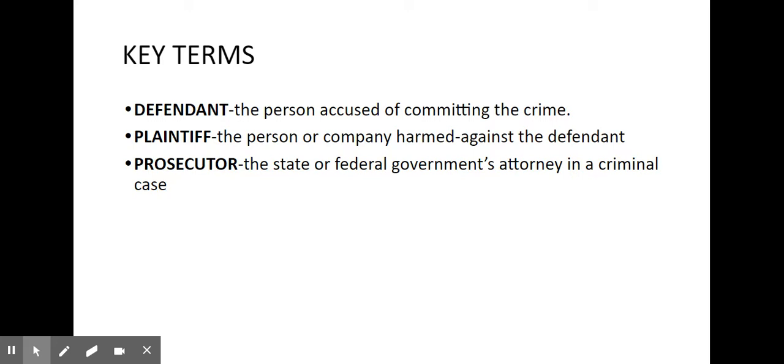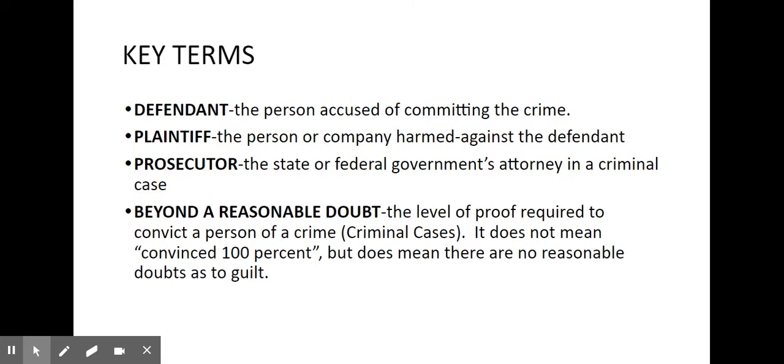Now, there is a difference in determining degree of guilt. In criminal cases, you are found guilty beyond a reasonable doubt. The level of proof required to convict a person in a criminal case has to be beyond, you must be convinced 100%. Well, it does not mean convinced 100%, but it does mean there is no reasonable doubt as to guilt.